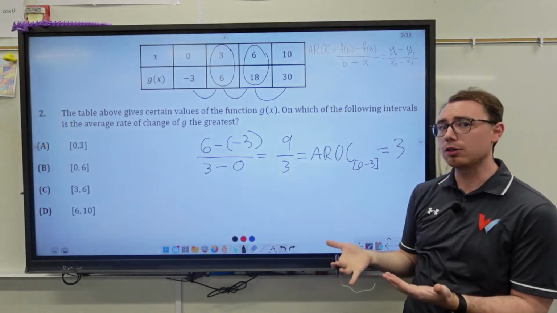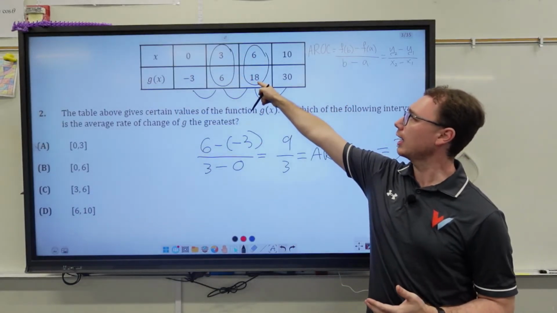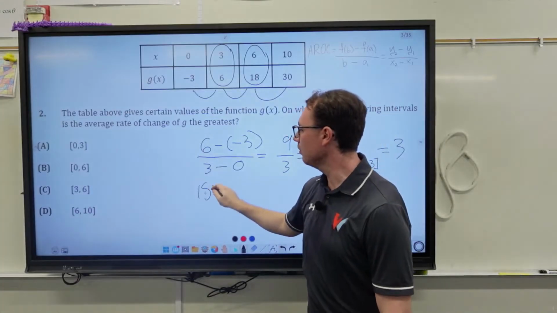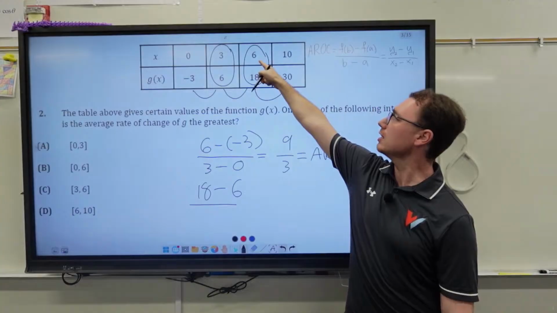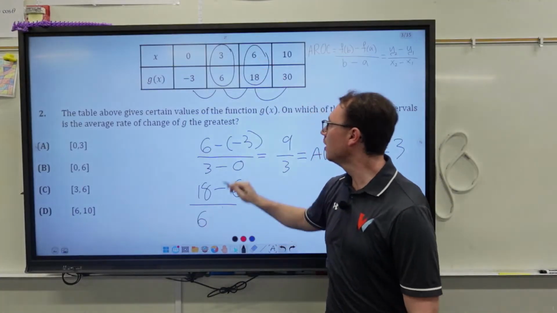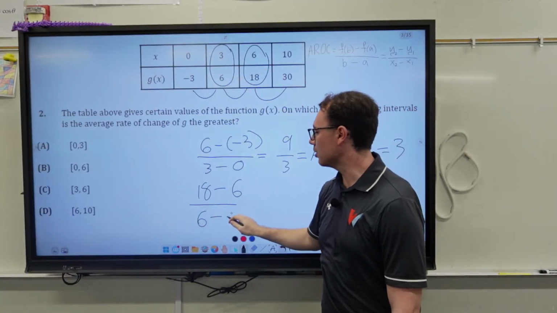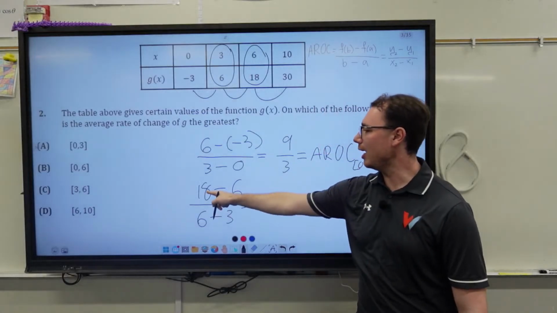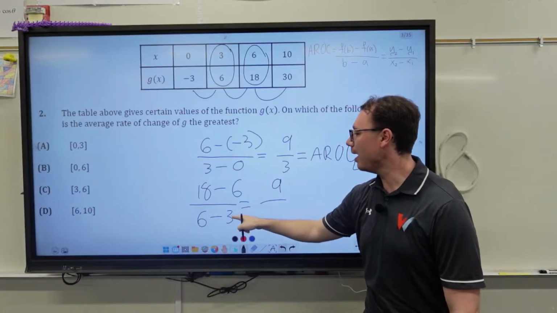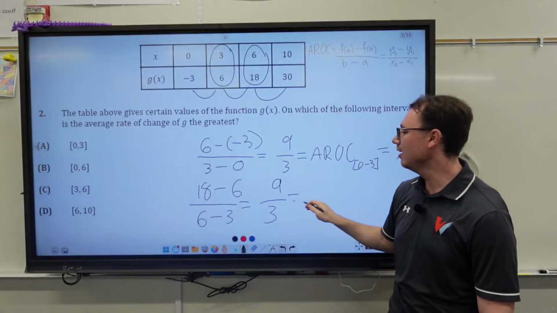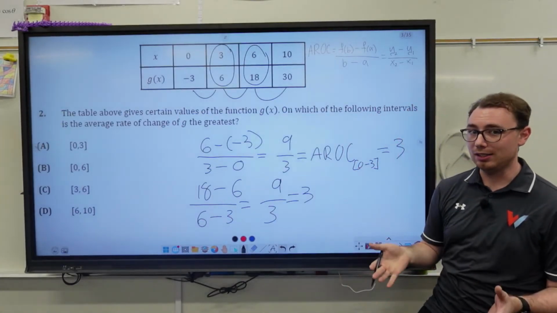Let's try and see what that average rate of change is. This second y value happens to be 18. This first y value is now 6, all over the second x value, which is 6, minus the first x value, which is 3. In this case here, we do 18 minus 6 here, and we get 9. 6 minus 3 gives us 3 again, and we end up with 3 in total.